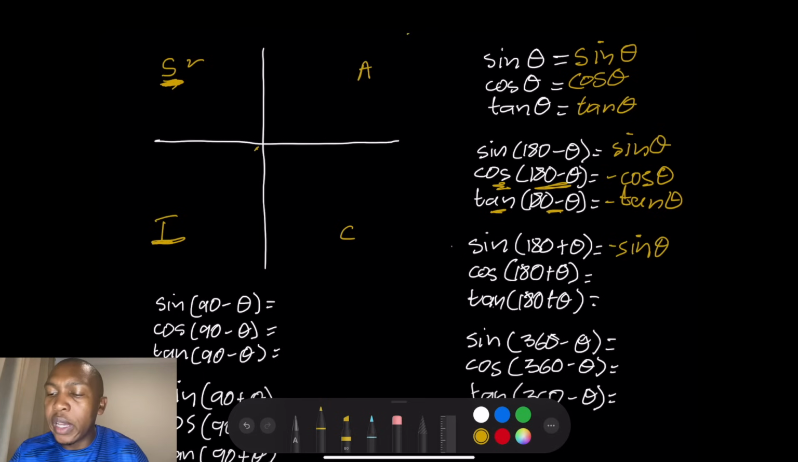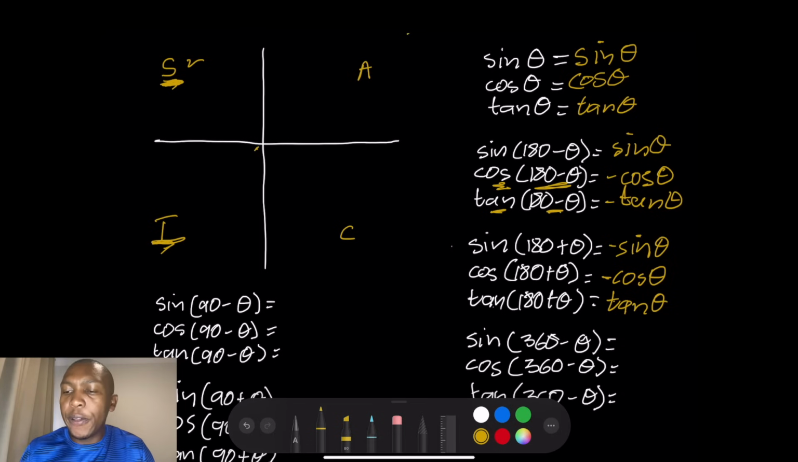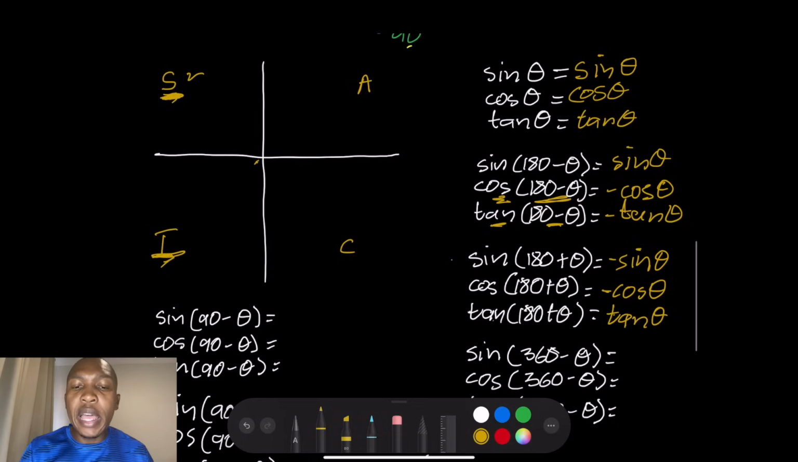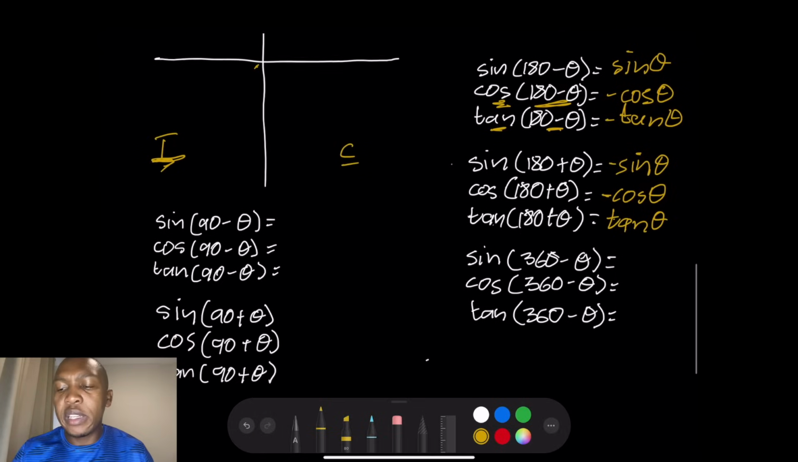So we've reduced that angle into an angle in the first quadrant. And then cos of 180 plus theta should also be minus the cos of theta, because only tan is positive in the third quadrant. But then tan of 180 plus theta will become positive tan of theta. You don't need to memorize all of this. You just need to remember that CAST diagram. Remember which ratios are positive in which quadrant, and that's it.